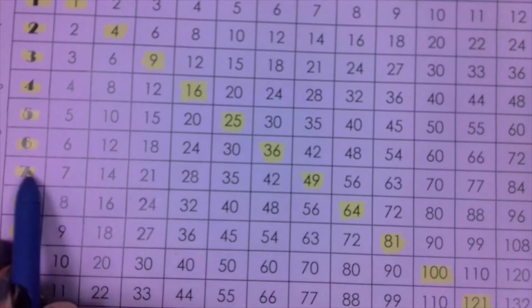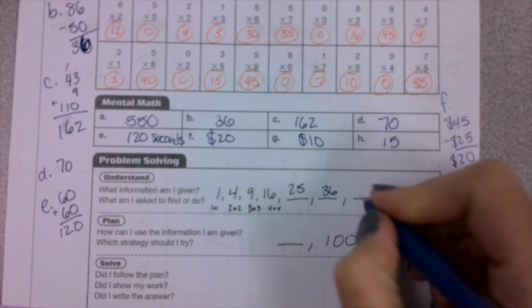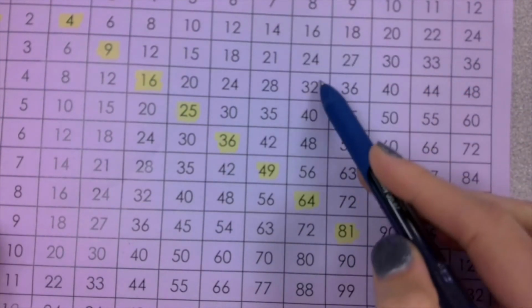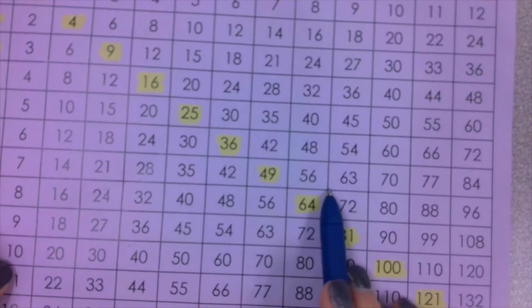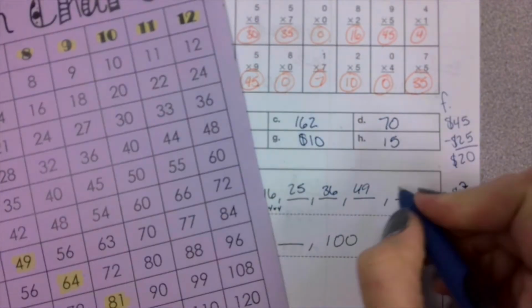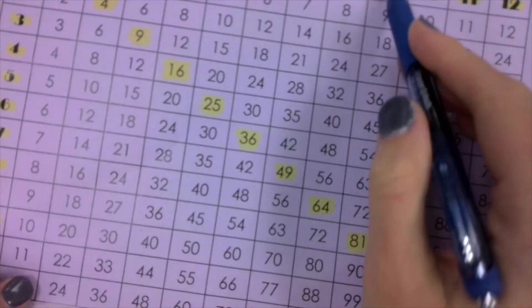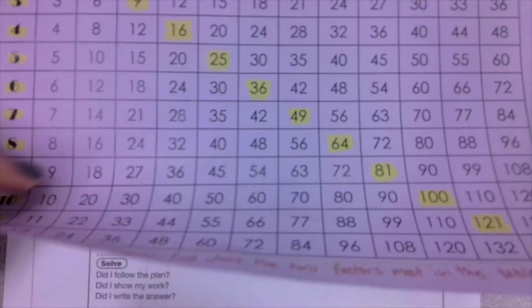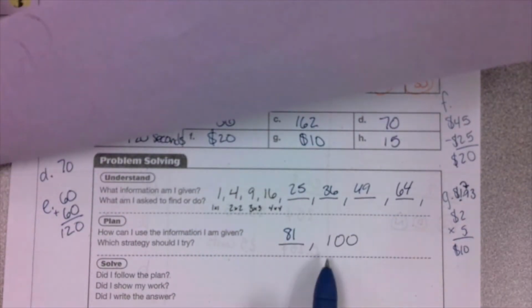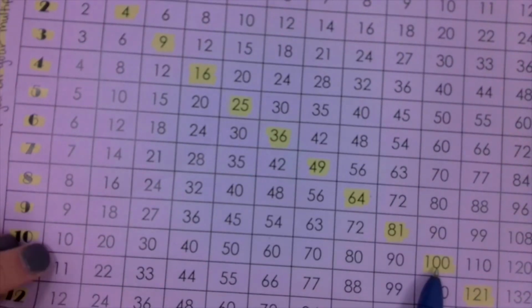7 times 7 is 49. 8 times 8, 1, 2, 3, 4, 5, 6, 7, 8. So 8 times 8 is 64. 9 times 9 is 81. And then we get 10 times 10 is 100.